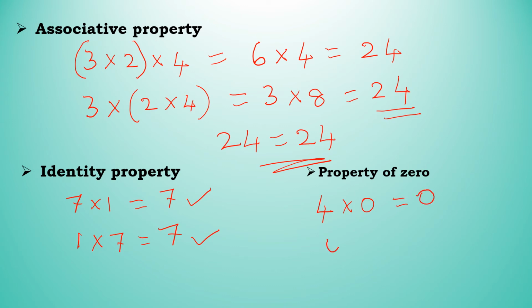What happens if 0 is multiplied by 4? 4 multiplied by 0 or 0 multiplied by 4? The answer remains the same.